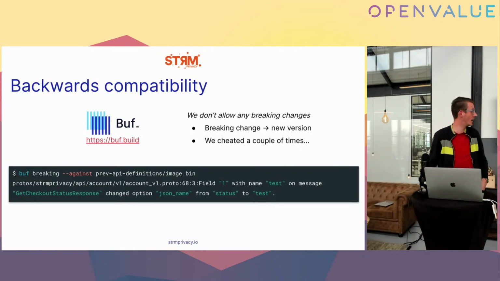And this is an example of the output that you get if you make a breaking change. In this case, field number 1, header name test, and the name was status, and I have renamed it to test. This is not allowed, so the pipeline breaks.